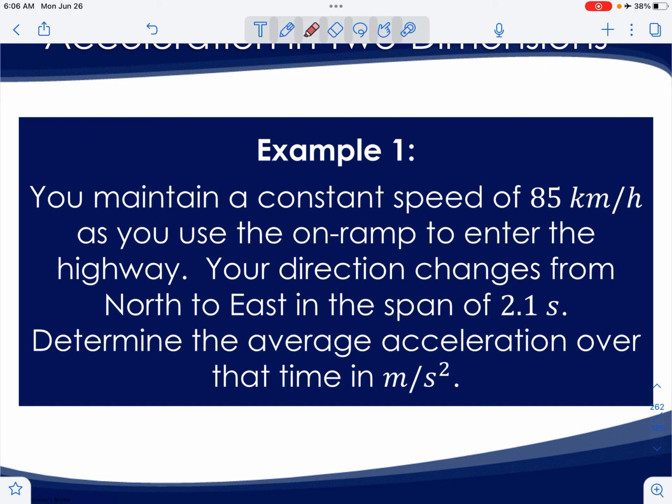Okay, let's give an example. You maintain a constant speed of 85 kilometers per hour as you use the on-ramp to enter the highway. Your direction changes from north to east in the span of 2.1 seconds. Determine the average acceleration over that time in meters per second squared.